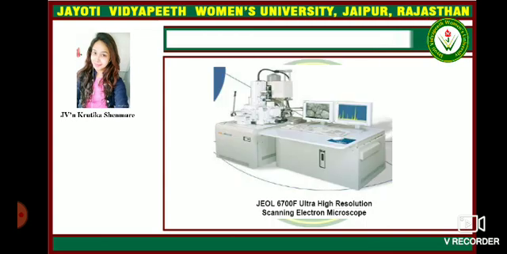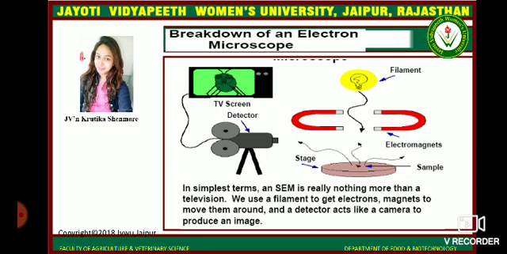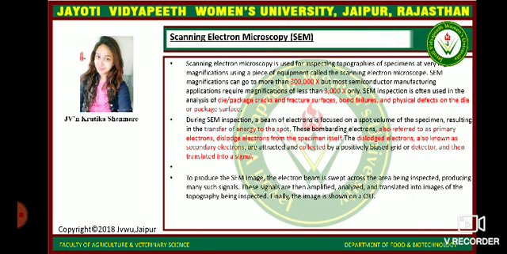So this is how an ultra high resolution scanning electron microscope looks like. How does the breakdown of an electron microscope occur? In simplest terms, a SEM is really nothing more than a television. We use a filament to get electrons, magnets to move them around, and a detector acts like a camera to produce an image. That's how simple it is.